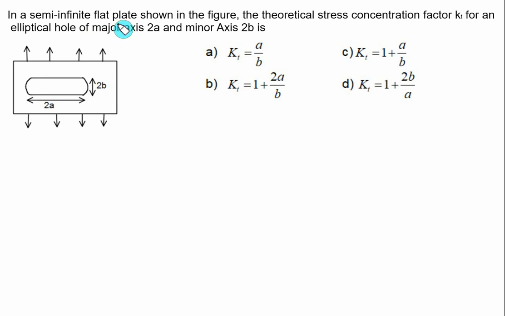For a semi-infinite plate shown in the figure, we have to find the theoretical stress concentration factor Kt. We have the major axis given as 2a and the minor axis given as 2b. This time the load is perpendicular to the dimension 2a, and you have to take half of it. So half of it will be a and half of this will be b. We have to find which equation gives the correct value of the theoretical stress concentration factor. So we'll use the definition of stress concentration factor. This one represents the nominal stress, and this time the major axis is perpendicular whereas the minor axis is parallel.